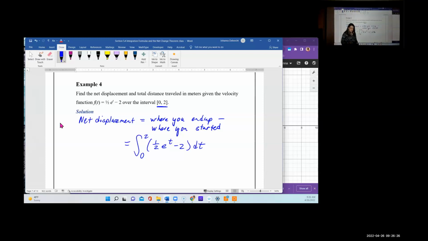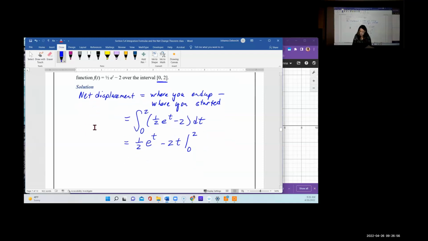When we integrate this one, we can integrate each term by finding the antiderivative. The antiderivative of e to the u is e to the u divided by du dx. So this gives us e to the t. And the antiderivative of 2 will give us 2t. And this is evaluated between 0 and 2. So now we need to evaluate between 0 and 2.